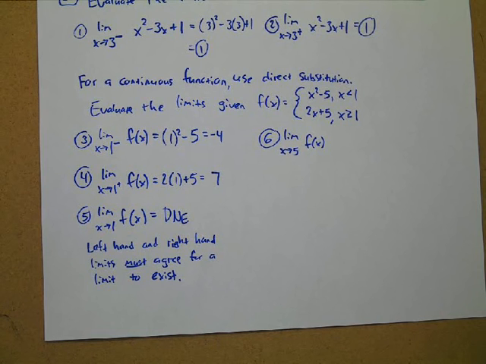Yep, Sean? Why do you say it doesn't like this? True. They don't agree at what x value? At 1, right? It's just at 1. What about x when we're approaching 5?